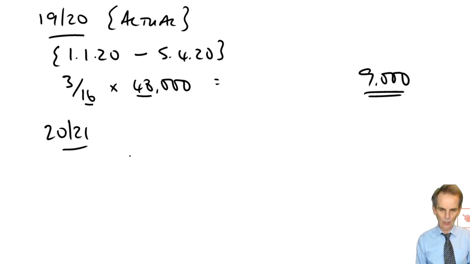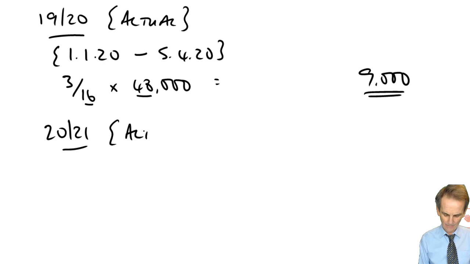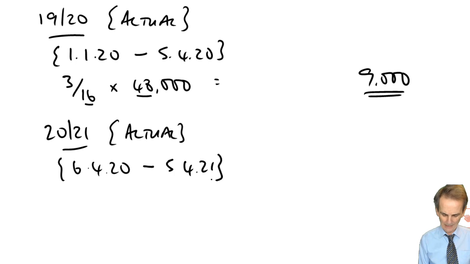2021, the second tax year. Do we have an accounting period ended? No. Therefore, what do we use? An actual basis. What do we mean by that? The 6th of April at the start of the tax year, 6th of April 20, through to the 5th of April at the end of the tax year, 5th of April 21.